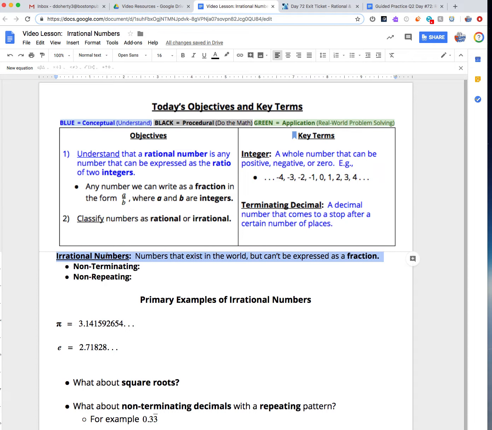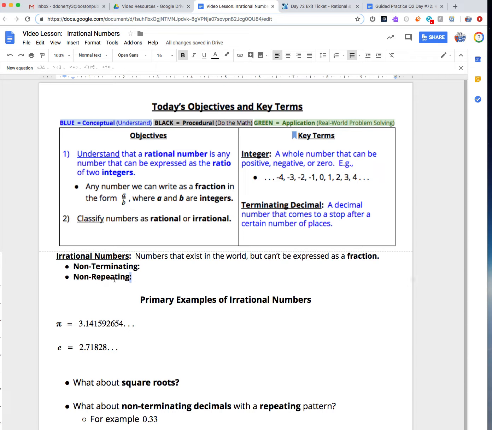That means an irrational number, a number that is not rational, is going to be the opposite. These numbers exist naturally in the world, but the big thing is they're so complicated we cannot express them as a fraction in the form a over b, where a and b are integers. In order for a number to be unable to be written as a fraction, there need to be two qualities. It needs to be non-terminating, and it also needs to be non-repeating.